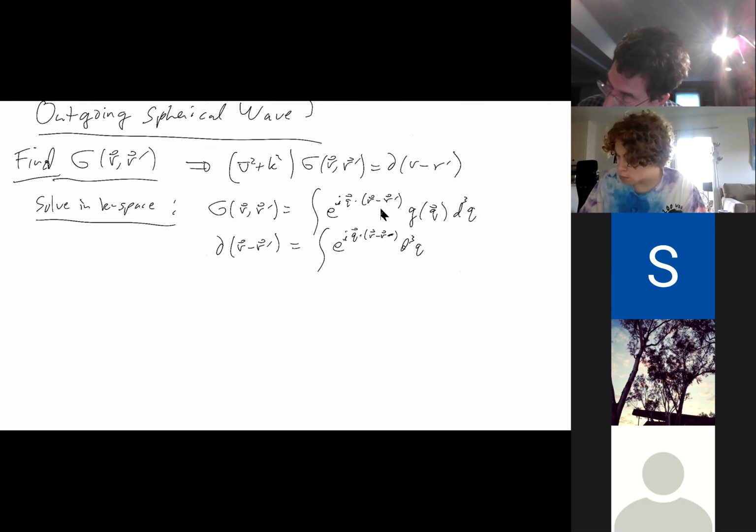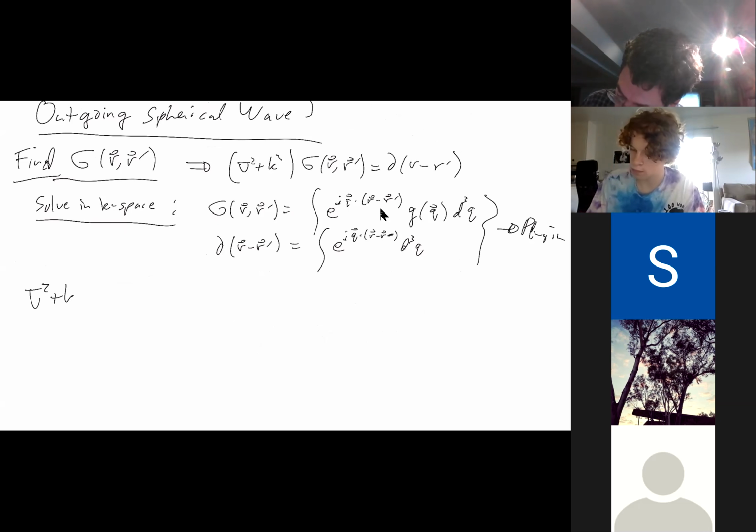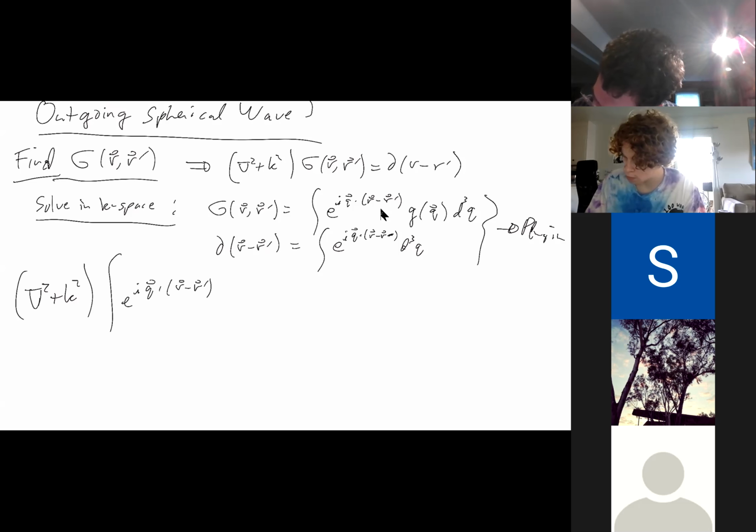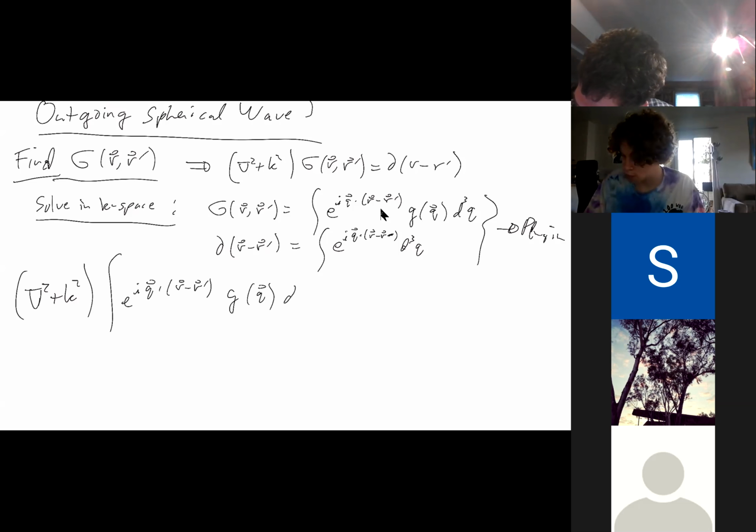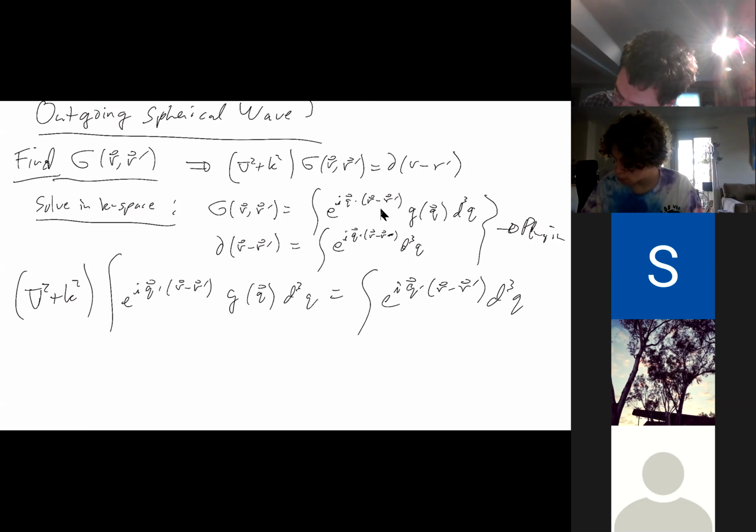So now plug these in, and then you get this. You get del squared plus k squared acting on this integral of e to the I q dot (R minus R prime) times G of Q d cubed Q, is equal to the integral of e to the I q dot (R minus R prime) d cubed Q. And then I bring this in.